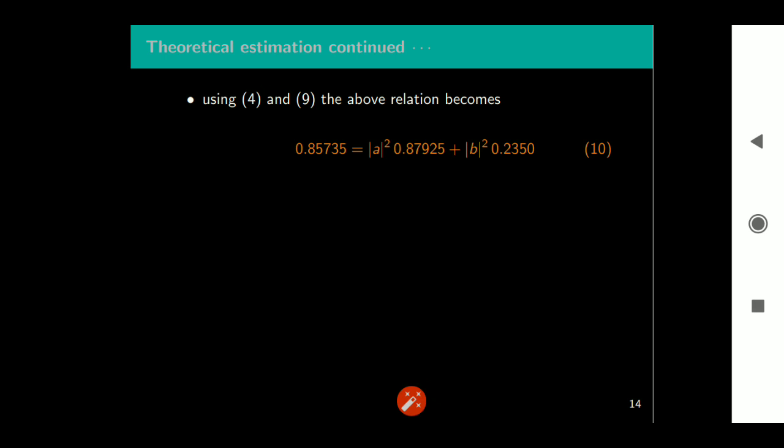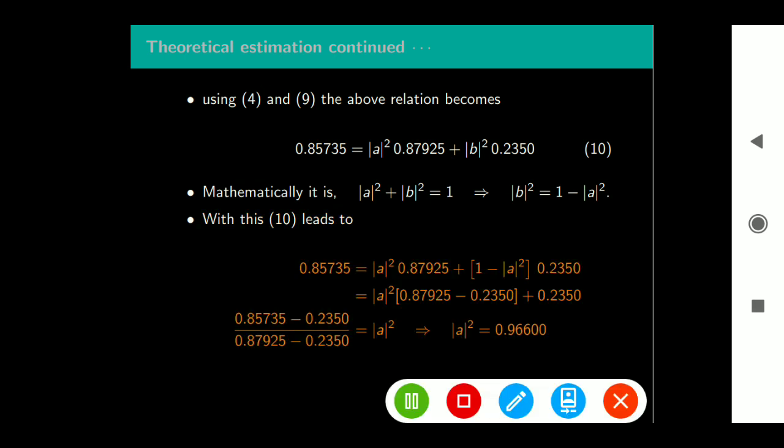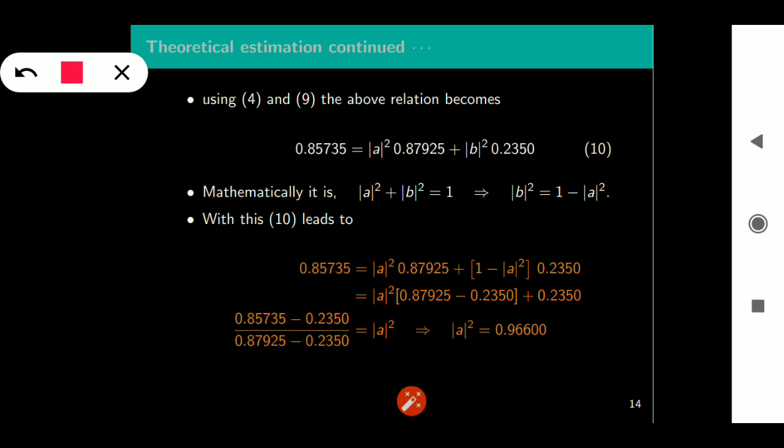Now that can be solved again by probability theory. There is a 100% probability of finding the deuteron either in S state or in D state, always. So mathematically that probability condition is written as modulus A square plus modulus B square equals 1, or we can simplify that to B square equals 1 minus modulus of A square. So using that, equation 10 can be written like this. I am just substituting B square equals 1 minus A square in the expression. The expression becomes like that, and the remaining things are only algebraic simplification.